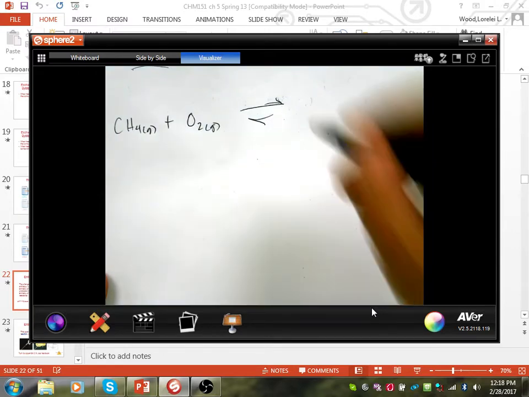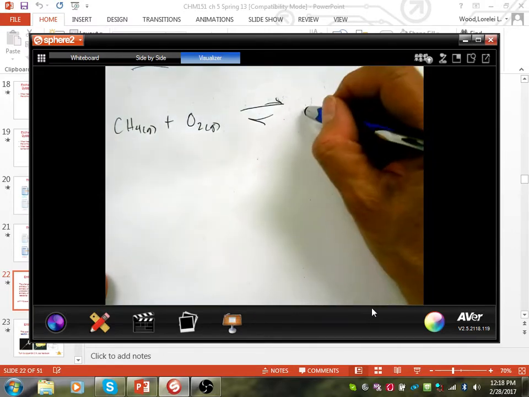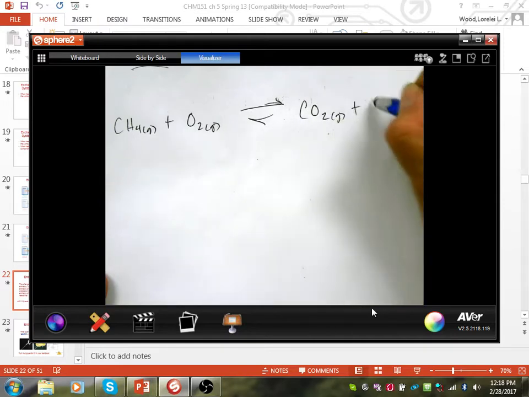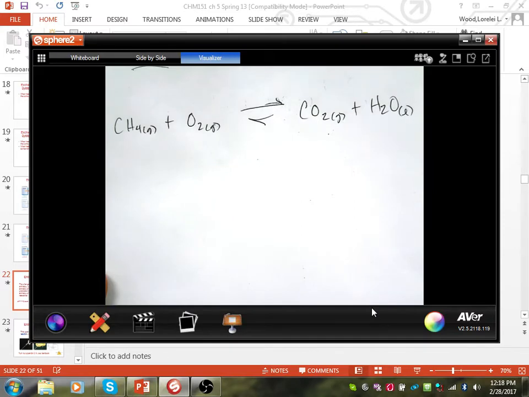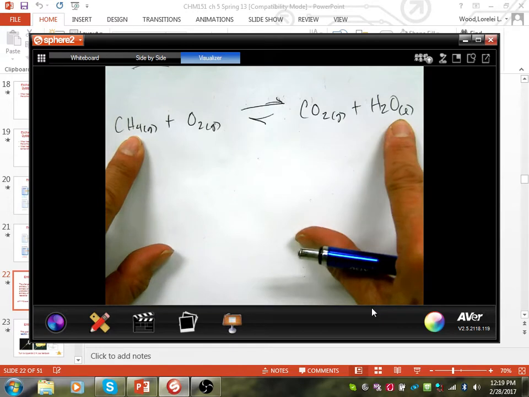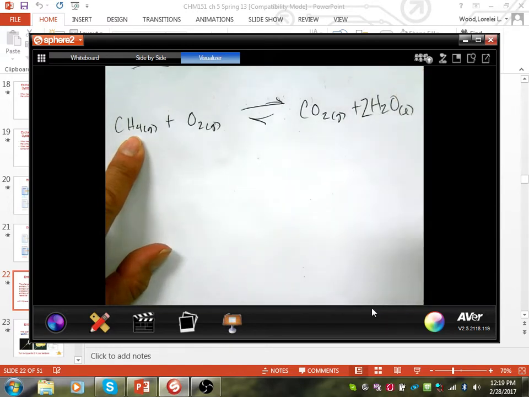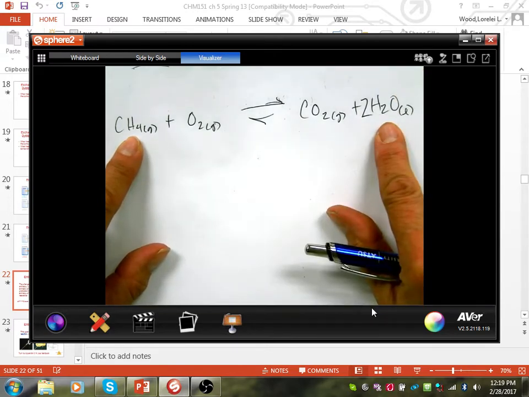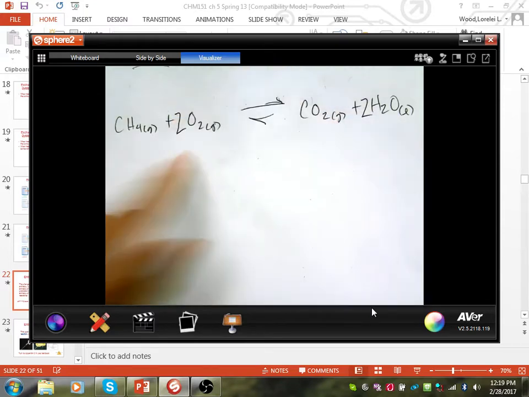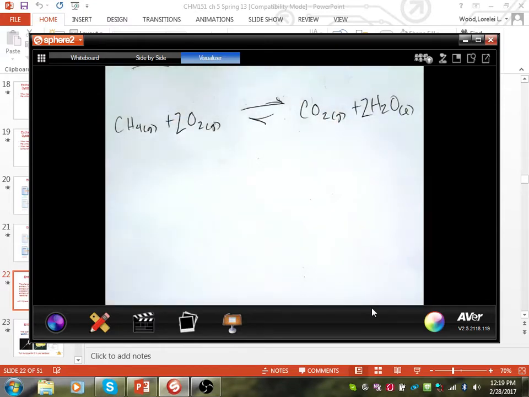And what are my products? Those of you that have the PowerPoint in front of you, what are the products on this one? CO2, gas, and H2O. Is that balanced? Carbon, carbon, 4 hydrogens, 2. Let's try that. Now we've got the 4 hydrogens. 2 oxygen, 2, 4. I think that balances it, right? All right, so energy in versus energy out. This is what's going on in this particular reaction.